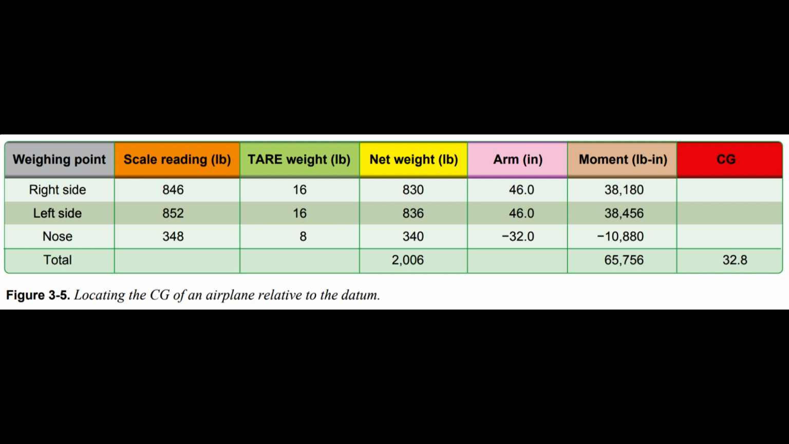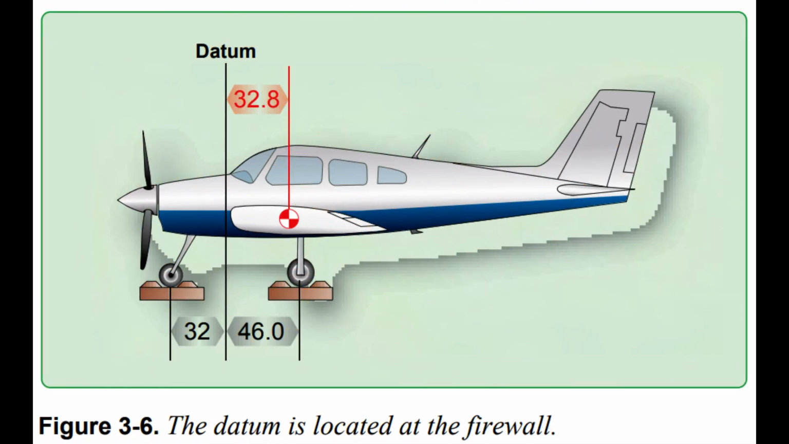As an example of locating the CG with respect to the datum, which in this case is the firewall, consider the tricycle landing gear airplane as detailed in the Figure 3.5 table and illustrated in Figure 3.6. When the airplane is on the scales with the parking brakes off, place chocks around the wheels to keep the airplane from rolling.